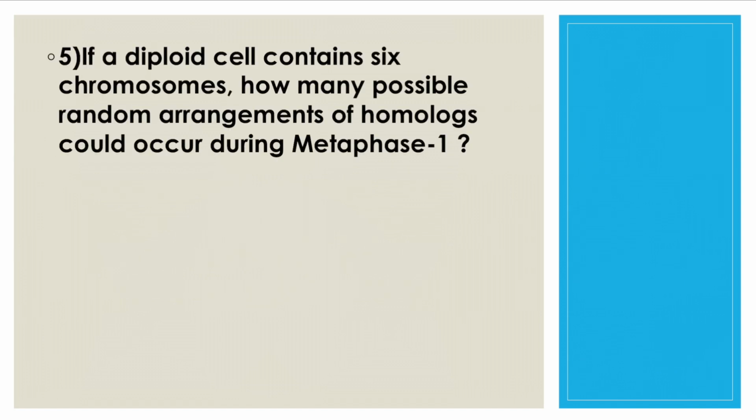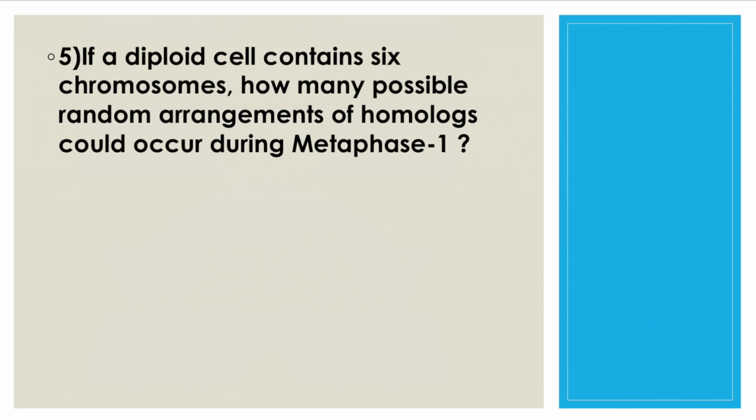If a diploid cell contains 6 chromosomes, how many possible random arrangements of homologs could occur during metaphase 1? See, I have made a video on mitosis and meiosis, and there I have clearly explained the difference between metaphase 1 of mitosis and meiosis because it's very important.